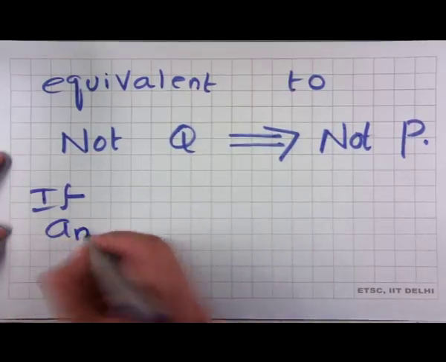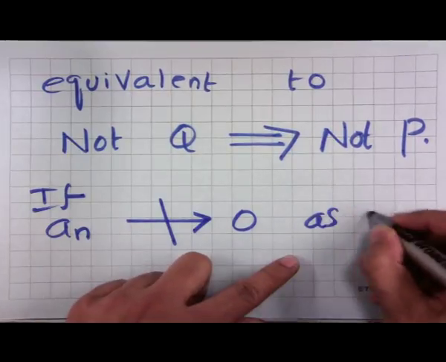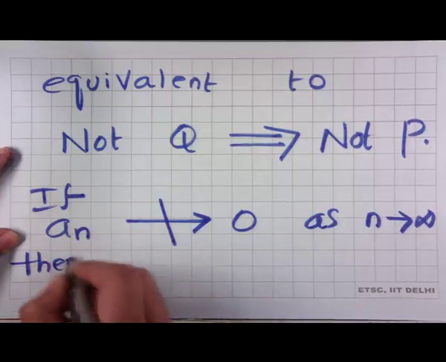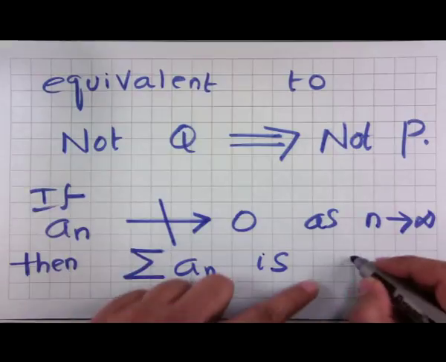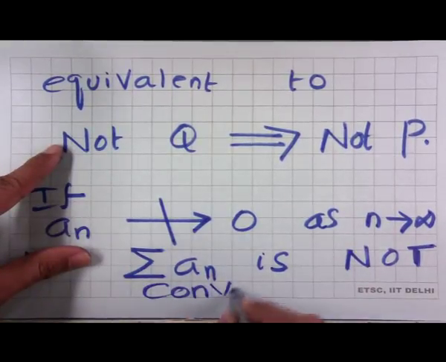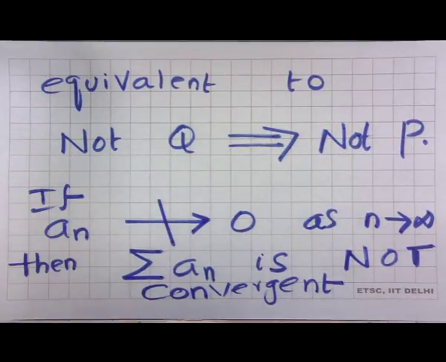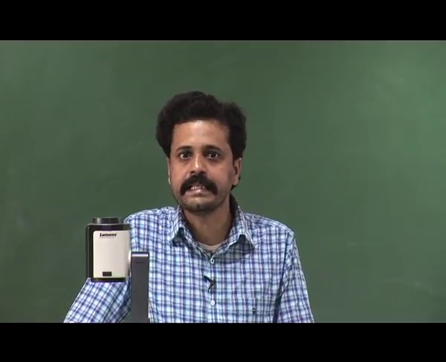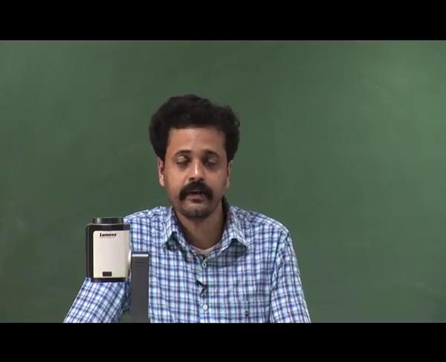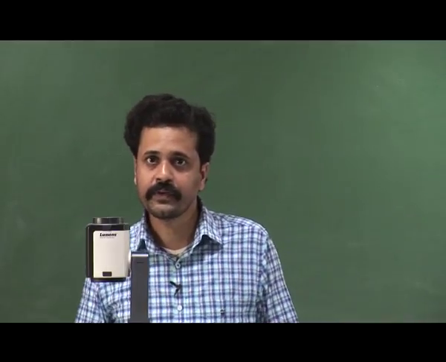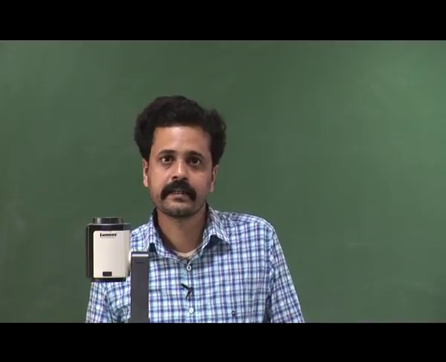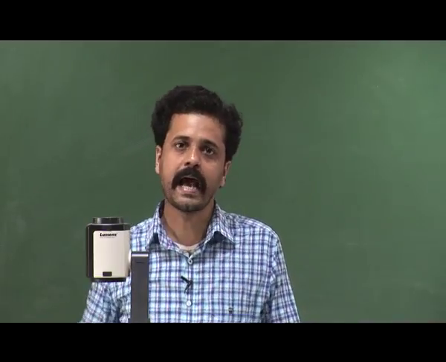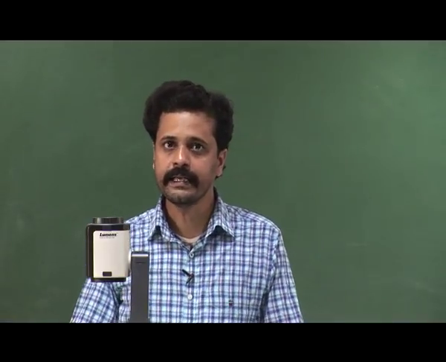If an does not come close to 0 as n tends to infinity, then summation an is not convergent. In other words, that summation cannot represent a finite value. It is not summable. This is going to be one of the powerful tests to see whether a series is divergent, meaning not convergent. If you observe that terms in the series are not becoming close to 0 as n becomes larger and larger, immediately you can conclude that the corresponding series is not summable.